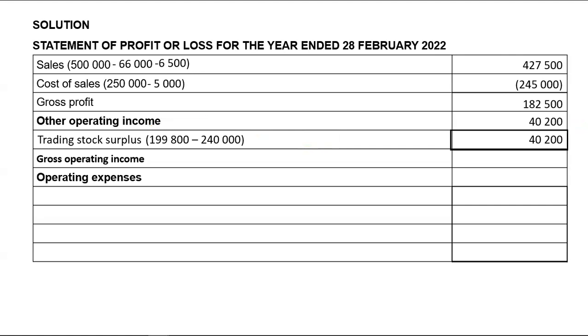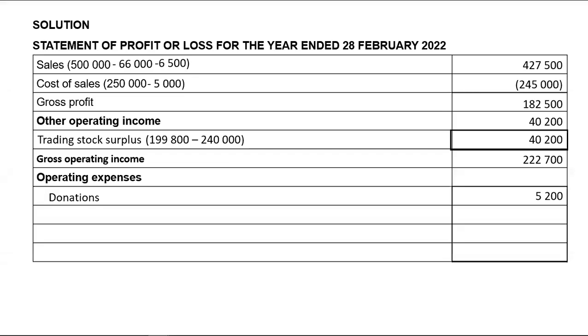So when you take that 182,500 and add it to the 40,200, it'll give you gross operating income of 222,700. And the expenses, you'll have donations, which is the cost price of goods that were donated, that is 5,200. Loss due to theft, no, that's not 2%, it's 25%, and it'll give you 12,500.